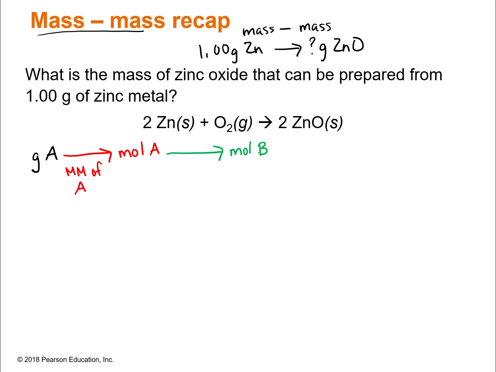To convert that to moles of B, which is your other substance in the chemical equation, you need a mole ratio. And it's going to have the form factor of B over A. And I'll show you what that means in a second. The final step is to take the moles of B and convert to grams. That's again using a molar mass, but this time the molar mass of B.